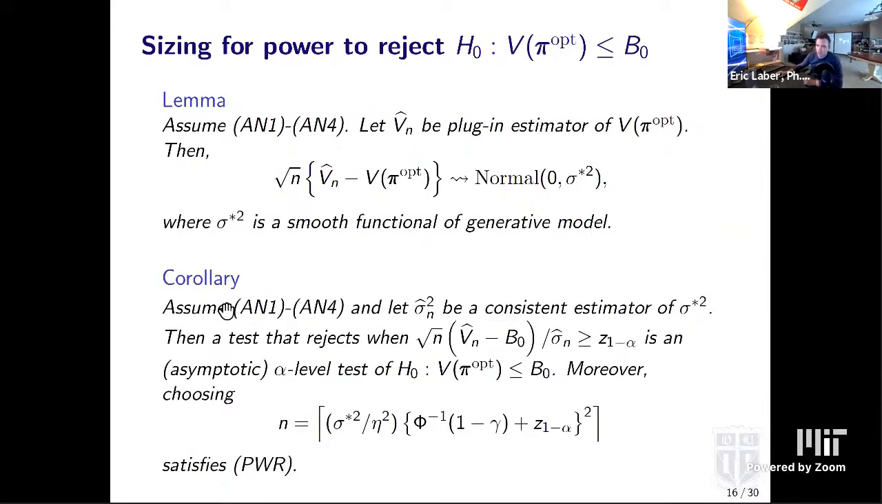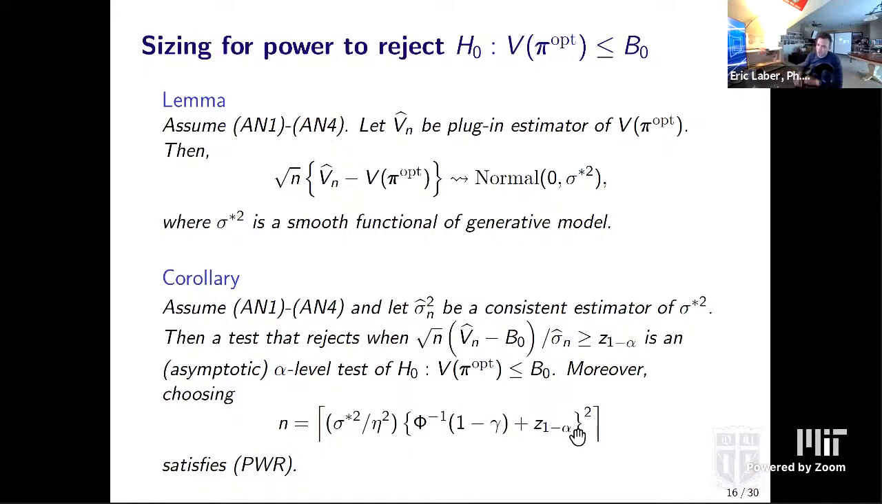And in particular, you can show that if we let sigma hat be a consistent estimator for sigma star, this variance, then a test that rejects when root n times v hat minus standard of care, divided by sigma hat, is greater than the 1 minus alpha percentile of the standard normal, is in fact an alpha level test of the null we wanted, which is that tailoring is no better than standard care. And we can choose n as follows to satisfy the power condition. For those who are familiar with sample size calculations, this looks familiar. This thing here is the variance divided by the clinically meaningful difference, so this is like the standardized effect size. This is the inverse CDF of a standard normal. That's the desired power. And that's the error of the test.